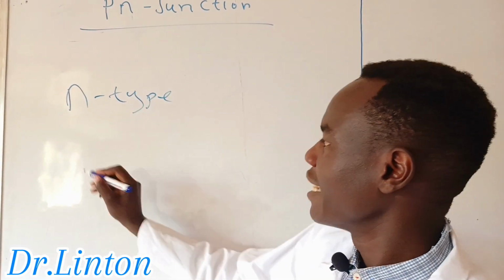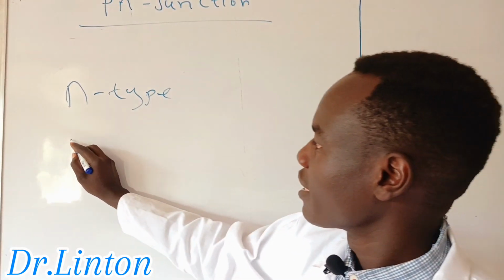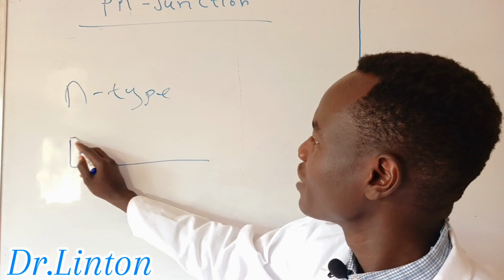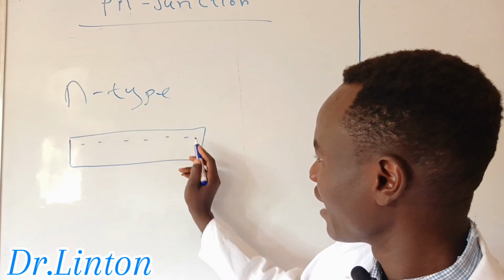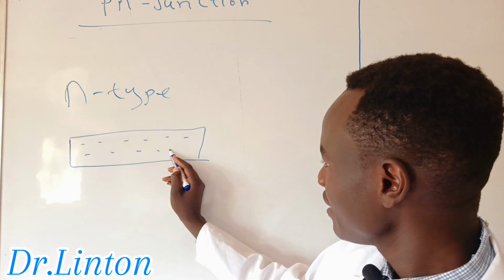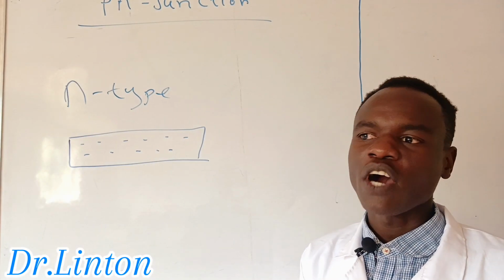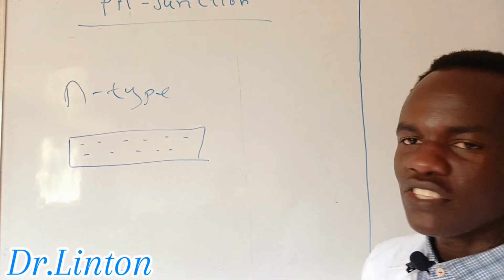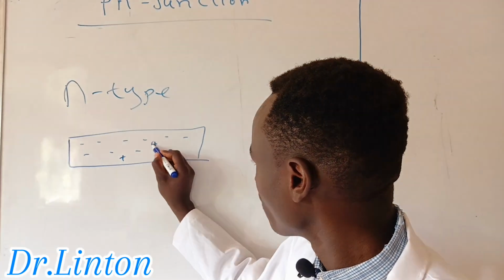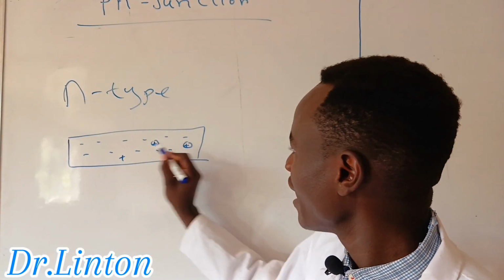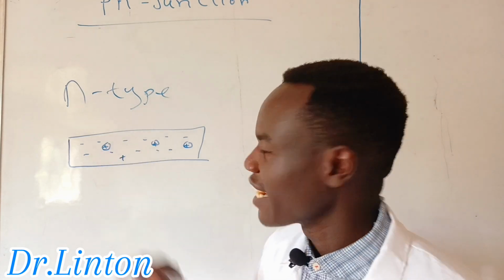We said that in N-type semiconductors, electrons are the majority charge carriers. But in this N-type semiconductor, we also have some holes, which are the minority charge carriers.